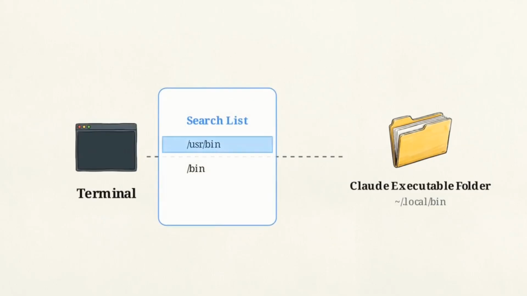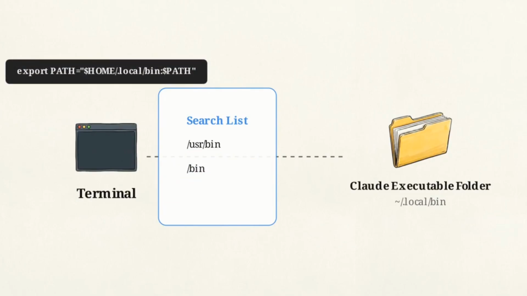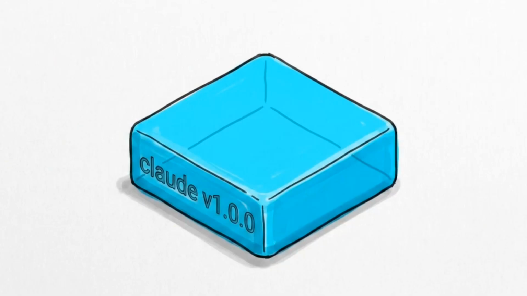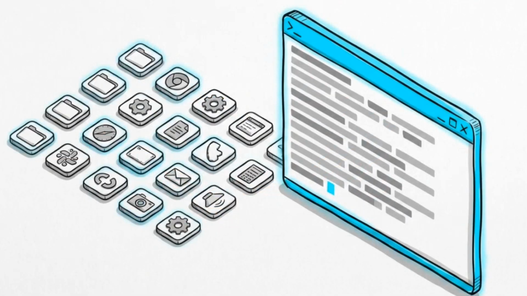This diagram shows the problem. The folder containing the Claude program is isolated from the terminal's known search list. To fix it, we run a specific export command to link the folders. Once done, type claude --version. If it prints a version number, your foundation is stable. By skipping npm and correcting the path connection, you have created the native environment necessary for the upcoming API modifications.